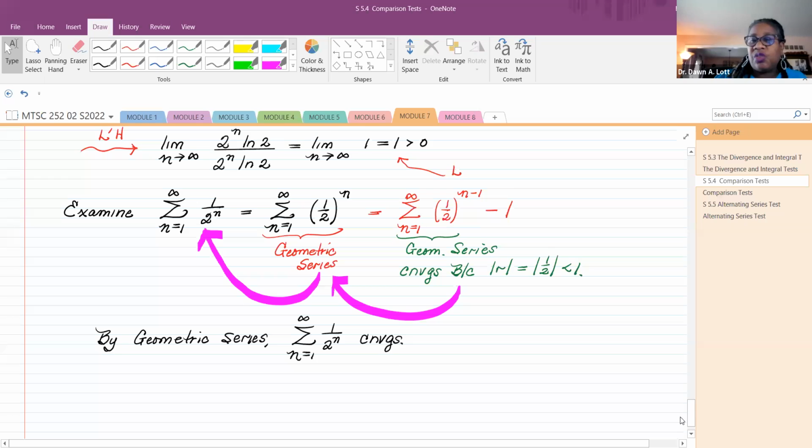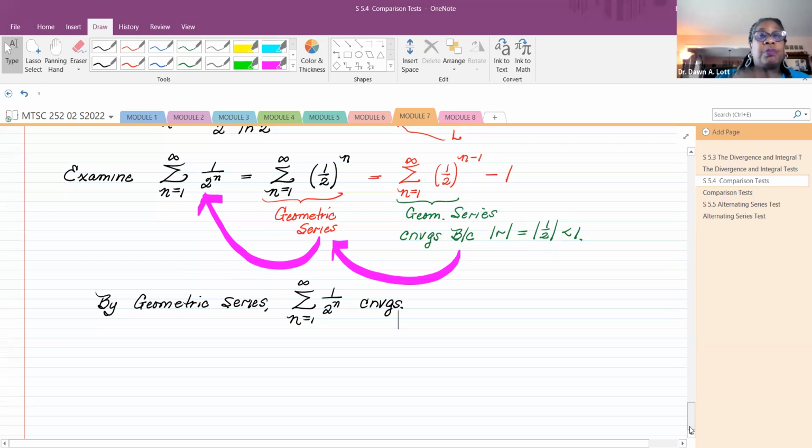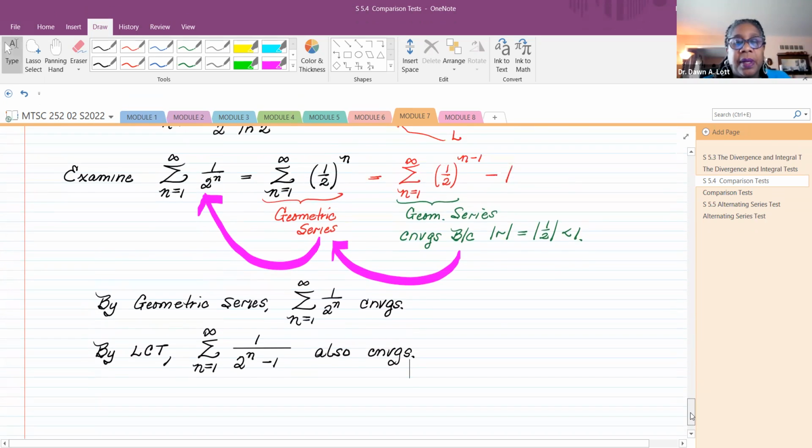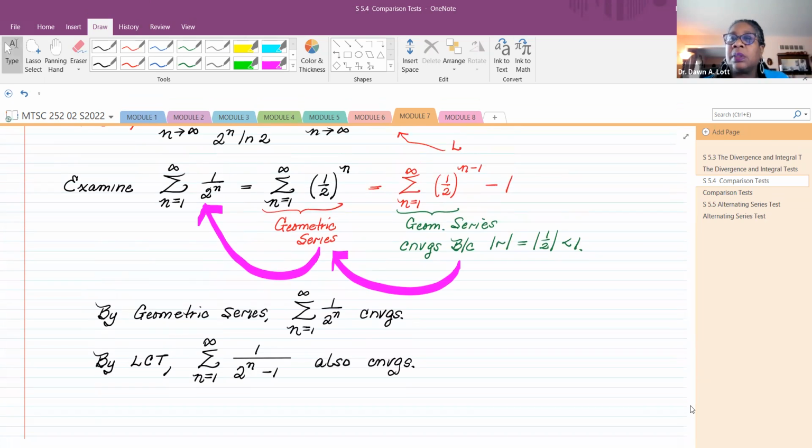But now that series converges, and remember they both converge or both diverge. So by the limit comparison test, my original series, summation n equals 1 to infinity of 1 over 2 to the n minus 1 also converges. Okay, so that is the last that we wanted to do of the limit comparison test and the direct comparison test.